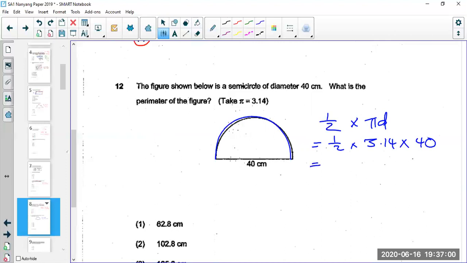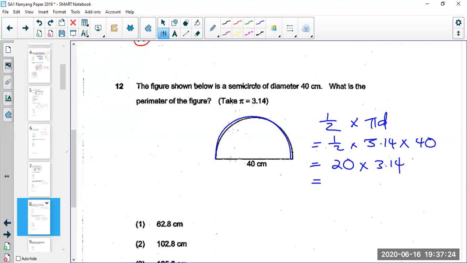Half times 40, right? Always try to do shortcuts so that you don't have to spend so much time doing working. Half times 40 is 20, okay? Then 20 times 3.14. Okay, then what do we do next? Now, half times 40 is 20, 20 times 3.14.